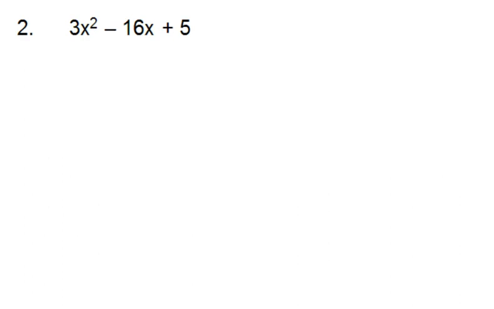So again, I invite the viewer to go ahead and pause the video, work out number 2, and then I'm going to, from this point forward, work them out pretty quickly. Okay, I just draw the big X, AC on top, which is going to be 3 times 5, which is 15. On the bottom we put B, which is negative 16. And then what two numbers, when added together, equal negative 16, but when multiplied together equal 15? Well, how about negative 1 and negative 15?